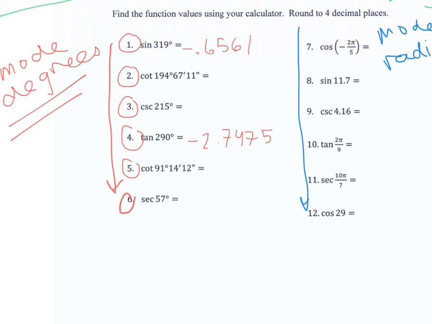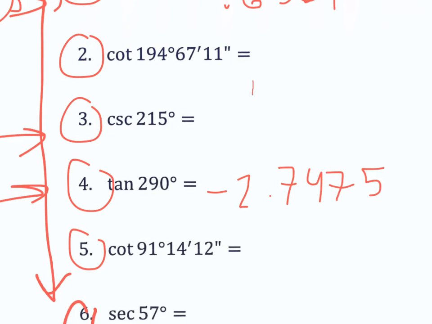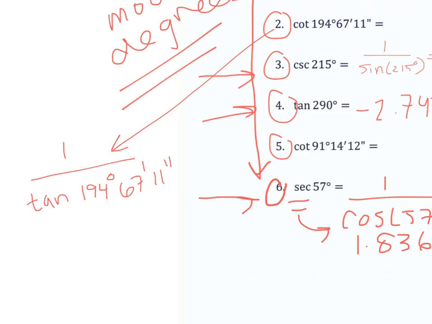Okay, so on the left side, number 1 and 4 are easy because you just have mode in degrees and you pop it in your calculator. For number 3, remember the reciprocal of cosecant is sine. So you do 1 over the sine of 215 degrees, which is negative 1.7434. And for number 6, similarly, you do 1 over cos 57 degrees because cos is the reciprocal of secant. So number 2 is a little tricky.